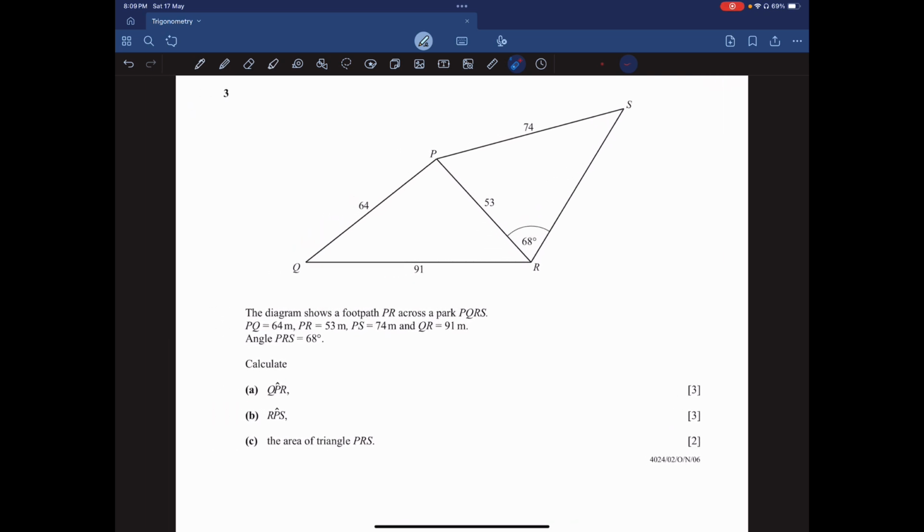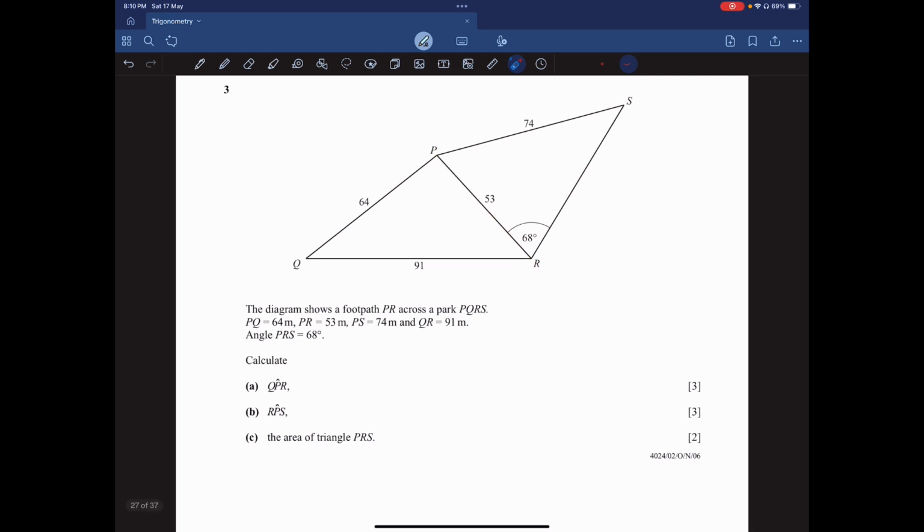Okay, so let's try this past paper question to apply these rules. Okay, so the diagram shows a footpath PR across a park PQRS. So PR is a footpath across the park PQRS. So this is a park and this is a footpath which crosses the park.